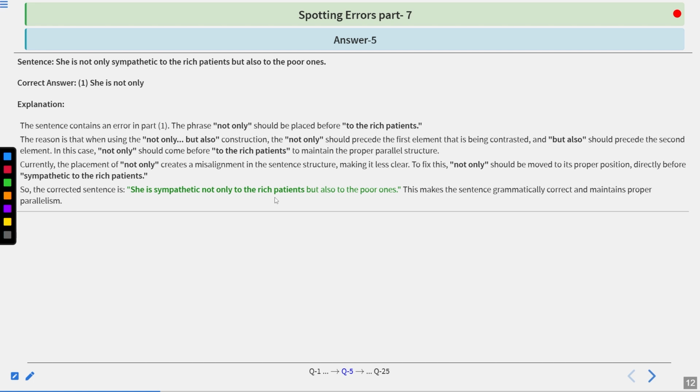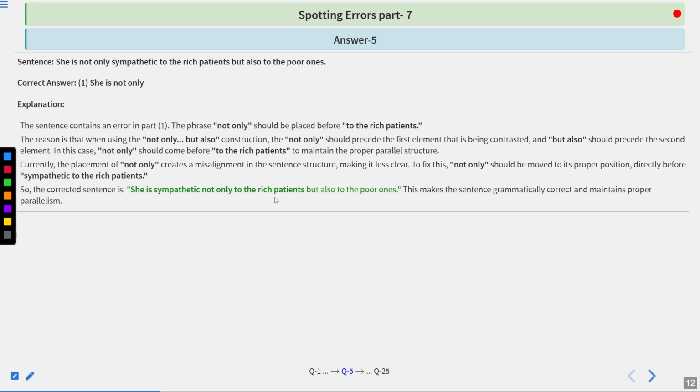The phrase not only should be placed before "to the rich patients." The reason is that when using not only but also construction, the not only should precede the first element that is being contrasted, and but also should precede the second element in this case. Not only should come before "to the rich patients" to maintain the proper parallel structure. Currently, the placement of not only creates a misalignment in this sentence structure, making it less clear.